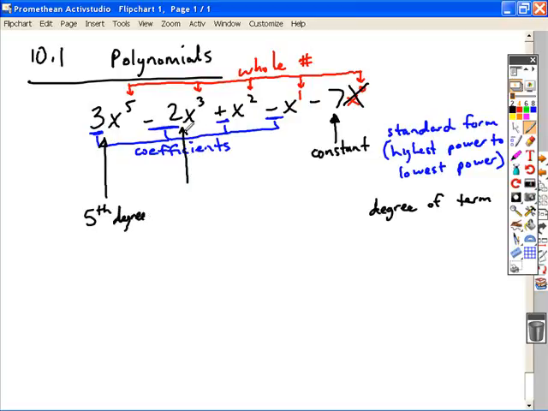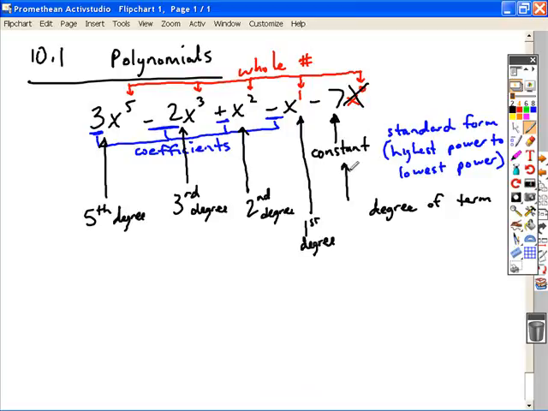This term has a degree of 3, it's a 3rd degree. This one is 2nd degree. This one is 1st degree. And when you're looking at a constant, it has a degree of 0.